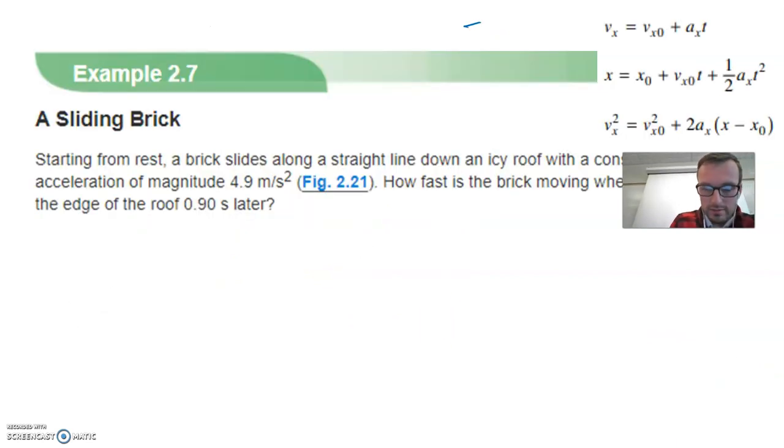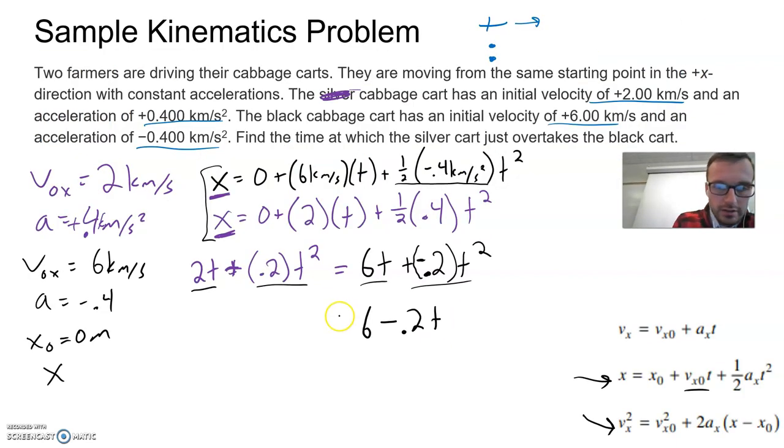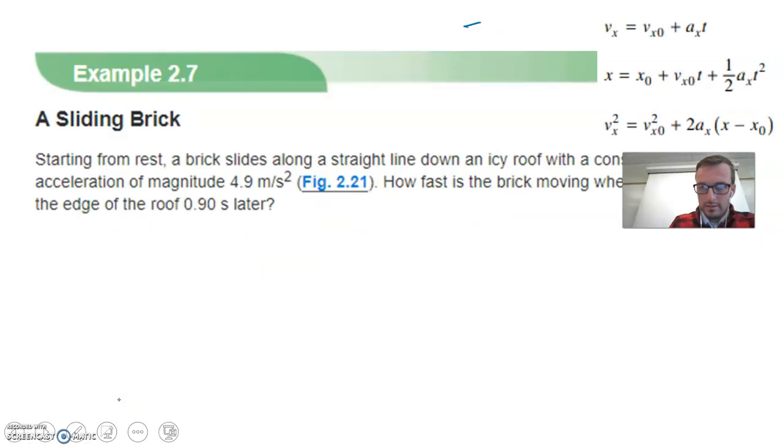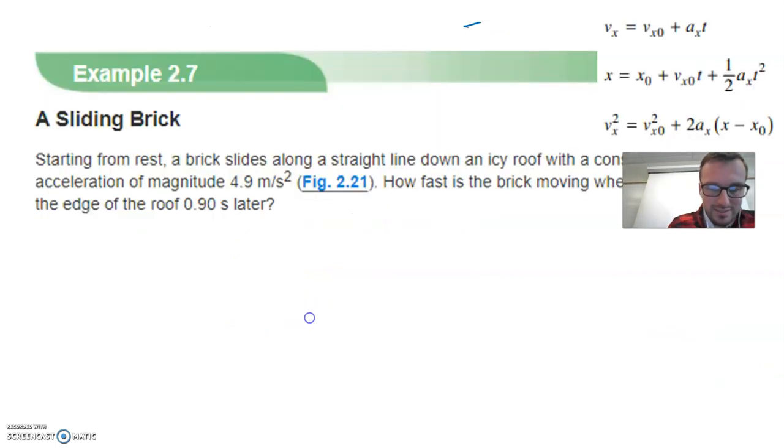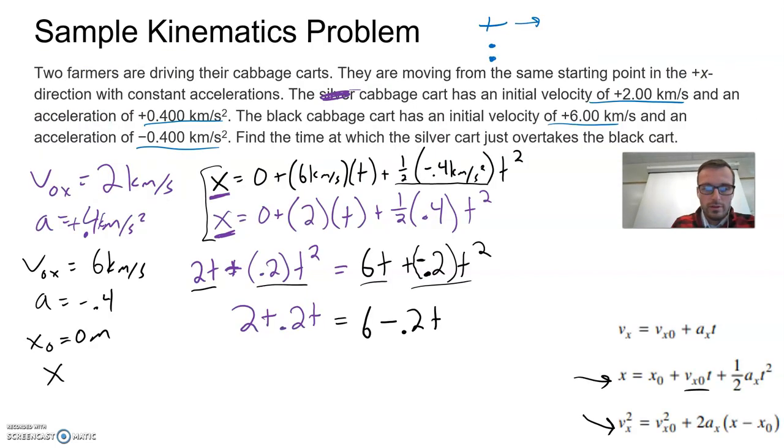Keep track of all that. Over here, oops, every time I tap my screen, it wants to jump 5 slides ahead. And then over here, we have 2 plus 0.2t. Now we just have to solve the problem for t.